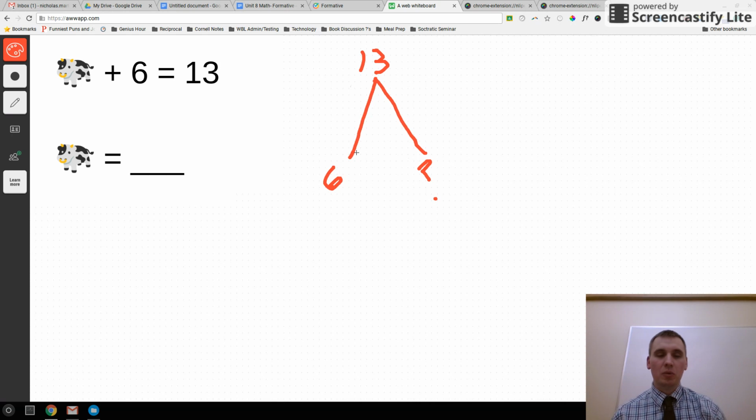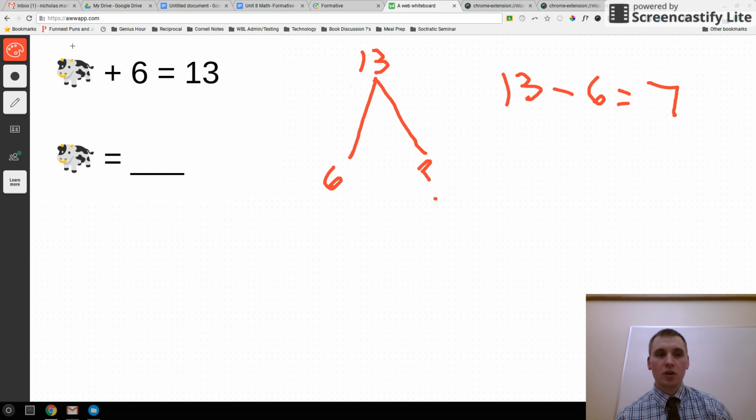Well, this is a very simple one, and I made it very simple on purpose because then you can easily see the process. But if I couldn't just quickly add up in my head 6 plus what equals 13, I could do the opposite. Instead of adding 6 plus our unknown to get 13, I could go backwards and take 13 minus 6. That's my inverse operation for addition, is subtraction. So 13 minus 6 is 7.